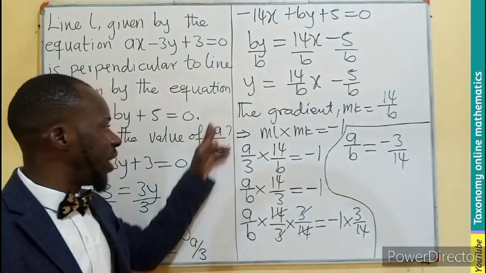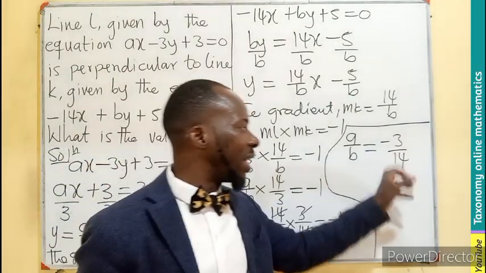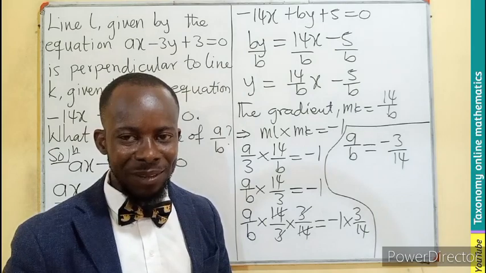So the value of a over b, since we are looking for them as a fraction, will give us minus 3 over 14. I believe the concept is clear.